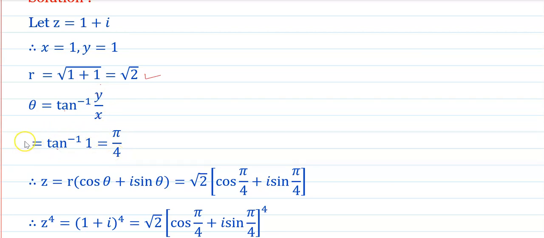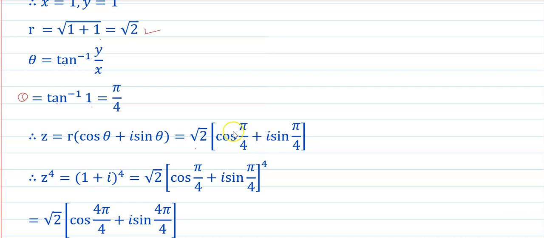म्हणजे टॅनच्या कोणत्या अँगलची व्हॅल्यू आपल्याला 1 मिळते तर पाय बाय 4. अँड हेन्स z इज इक्वल्स टू द गिवन कॉम्प्लेक्स नंबर इन द पोलार फॉर्म कसा लिहिता येईल r cos theta plus i times sin theta. What is the value of r? r is root 2, theta is pi by 4. That is root 2 in bracket cos of pi by 4 plus i times sin of pi by 4. Okay. Therefore, this is the z.